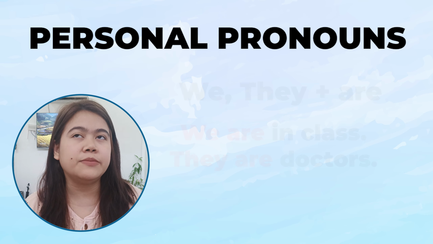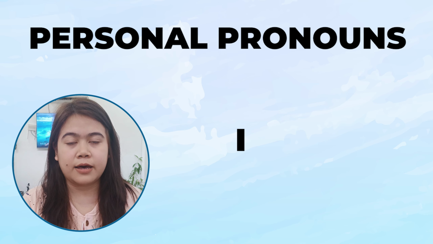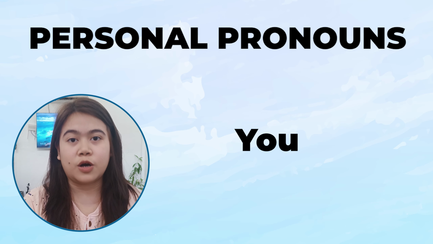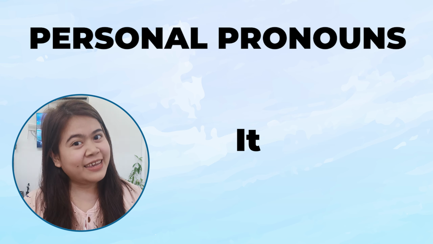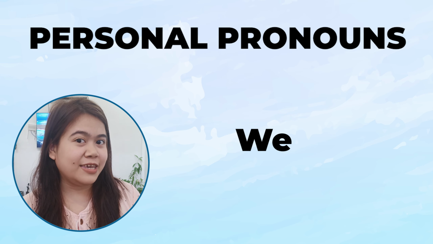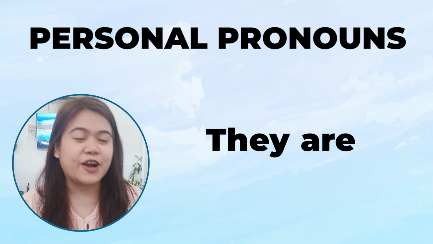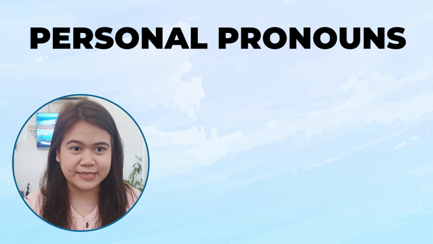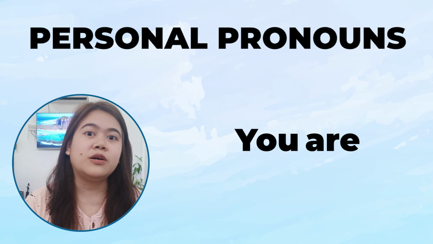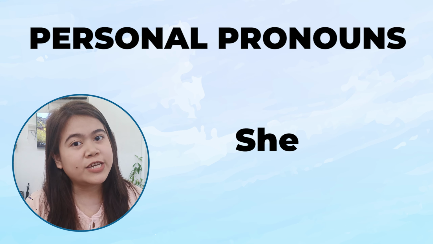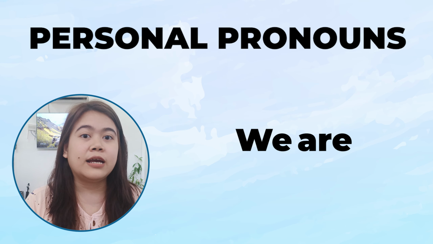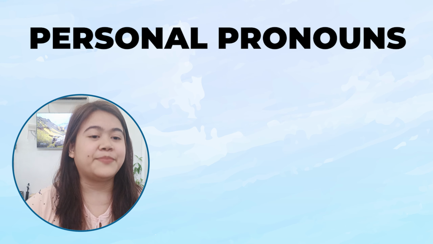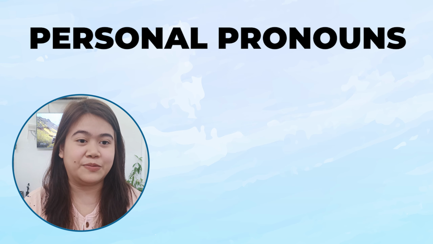Let's say it one more time together, slowly. I am. You are. He is. She is. It is. We are. They are. Okay, now let's do it faster. I, you, he, she, it, we, they. You don't need to memorize them all at once. Just understand one step at a time.